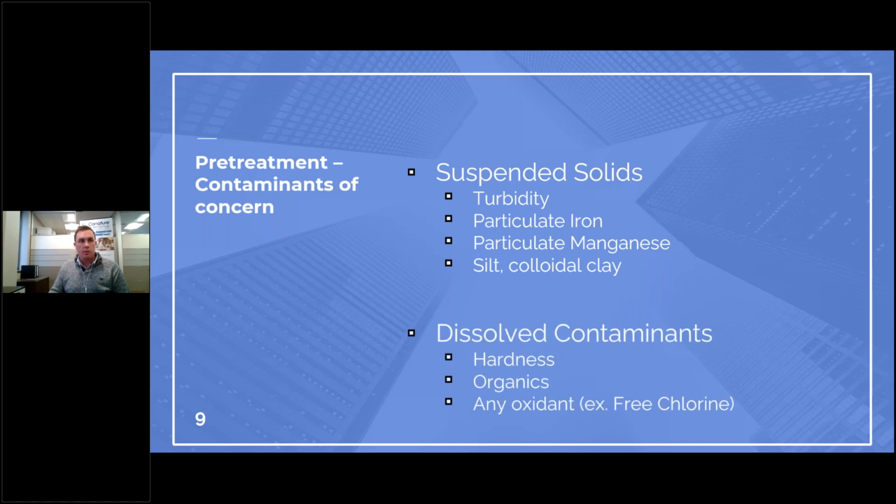And then in terms of dissolved contaminants, these might be things that add color to the water, like organics, or it might be something that does scale buildup, like hardness. And then it's also anything that could oxidize the membrane, so damage the membrane itself. So for example, free chlorine is a big one.